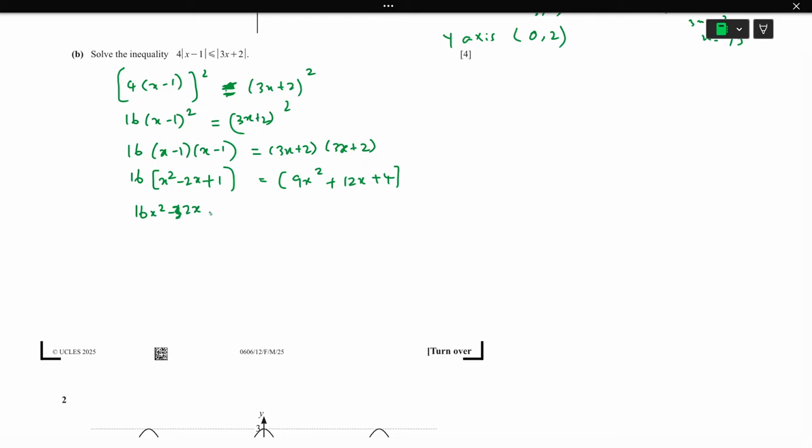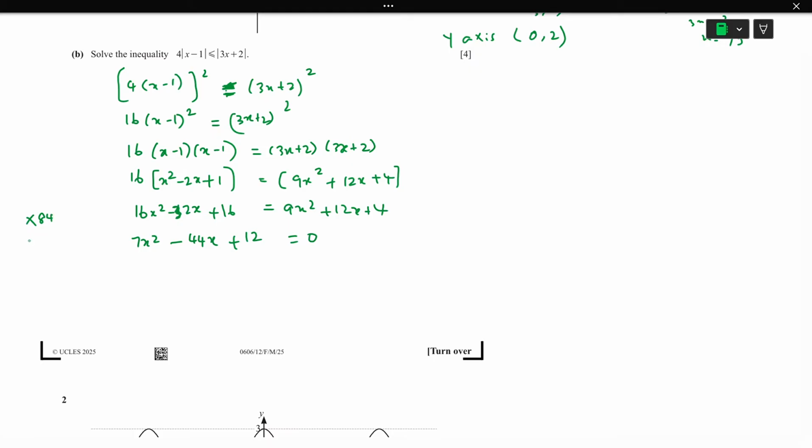32x plus 16 equal to 9x squared plus 12x plus 4. I'll bring the entire thing to one side, so 16 minus 9, which is going to be 7x squared, minus 32 minus 12, which is going to be minus 44x, and 16 minus 4, which is going to be plus 12, equal to 0.